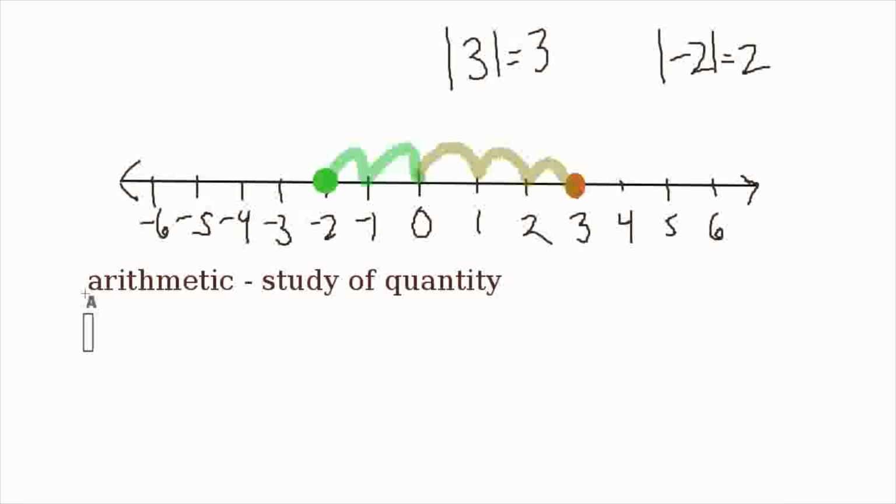If you have 3 camels and you add another one, how many do you have now? That's a question in arithmetic. If you have 4 pizza slices, and you eat 2 of them, now how many do you have? That is a question for arithmetic.